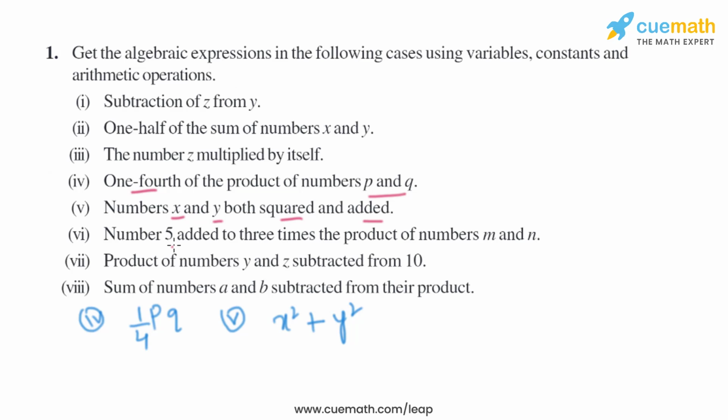Now in the sixth part it is given number 5 added to 3 times the product of numbers m and n. So the product of m and n can be written as mn. 3 times means we are multiplying it with 3 and we are adding 5 to that.